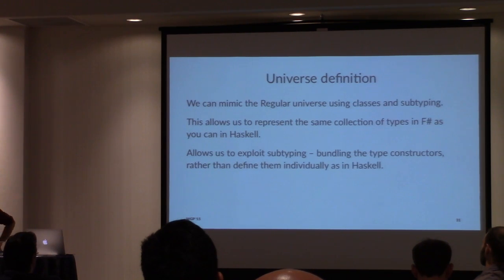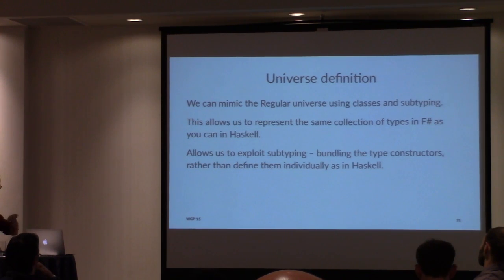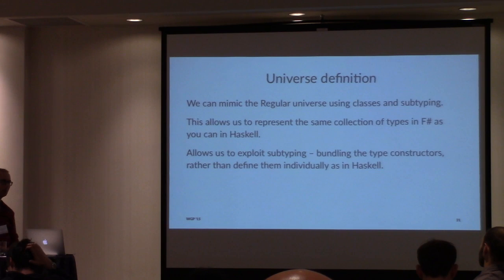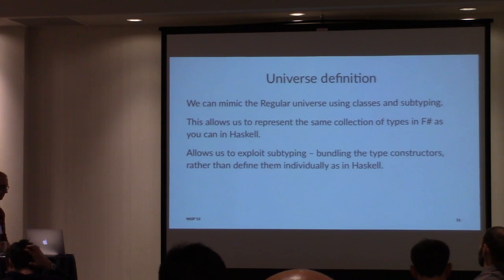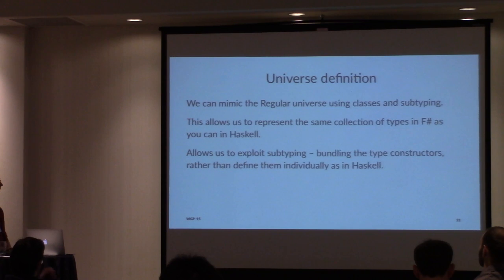So if we take stock, we can mimic the regular universe using classic subtyping, and we can really represent the same collection of types in F# as we can in Haskell. And I think it's even slightly nicer in F#, arguably, because if you look at regular, you have this bunch of definitions, but there's nothing which binds them together. They just happen to be what the library uses to represent types. In our library, they're all declared as subtypes of this meta class. So that gives you the guarantee that these are the constructors that we use to program generically, and that's it, right? And this is information which is implicitly floating around in the Haskell definition, but it's not as precise.